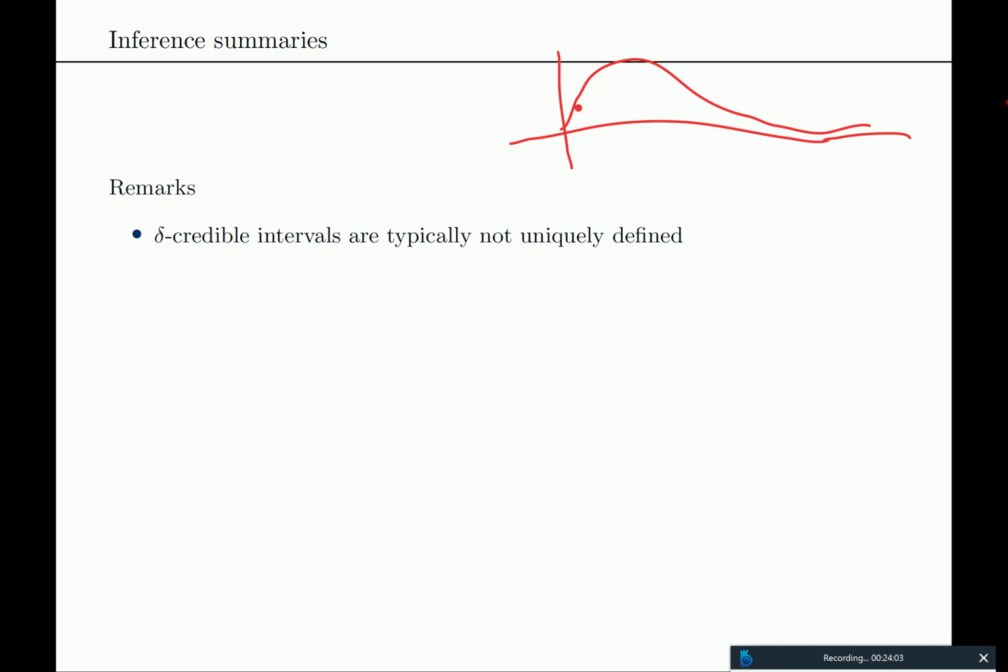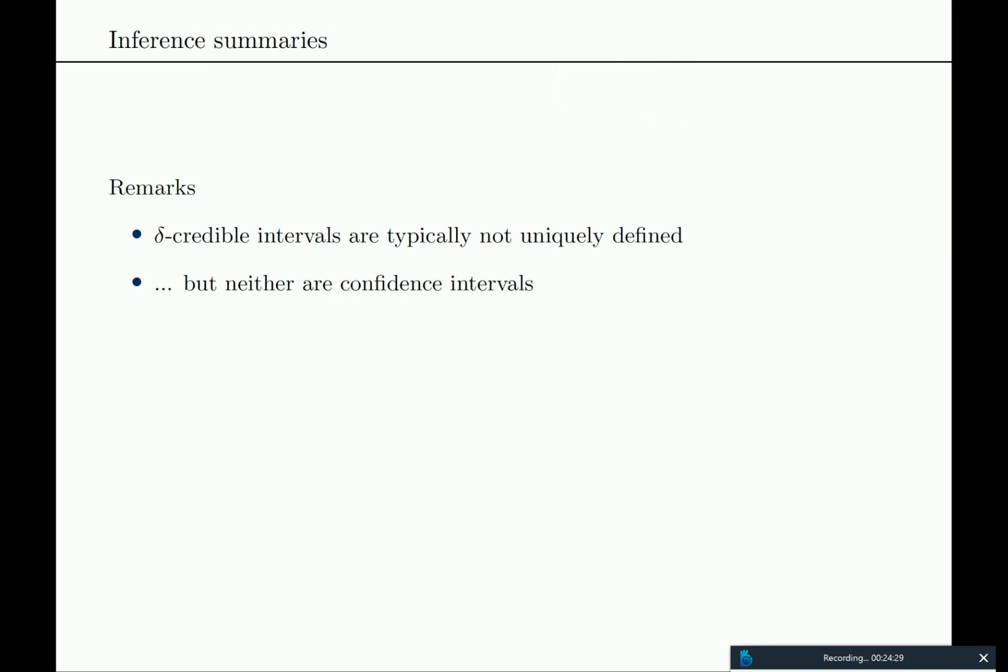Of course, you can put 95% of the probability mass here, or you can put 95% of the probability mass here and just go further out, something like this. So a 95% probability interval doesn't uniquely specify which interval it is, and this is actually also true for confidence intervals.